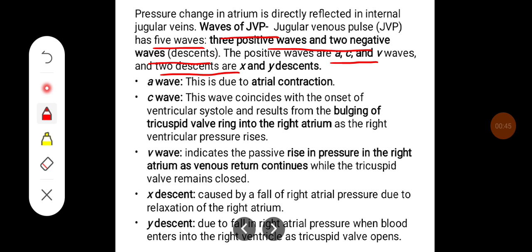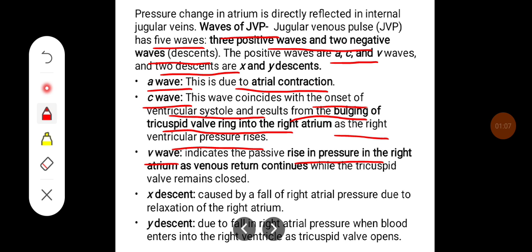The A wave is due to the atrial contraction, and the C wave is the wave which coincides with the onset of ventricular systole and results from bulging of the tricuspid valve ring into the right atrium as the right ventricular pressure rises. And the V wave indicates the passive rise in the pressure in the right atrium as venous return continues, while the tricuspid valve remains closed.